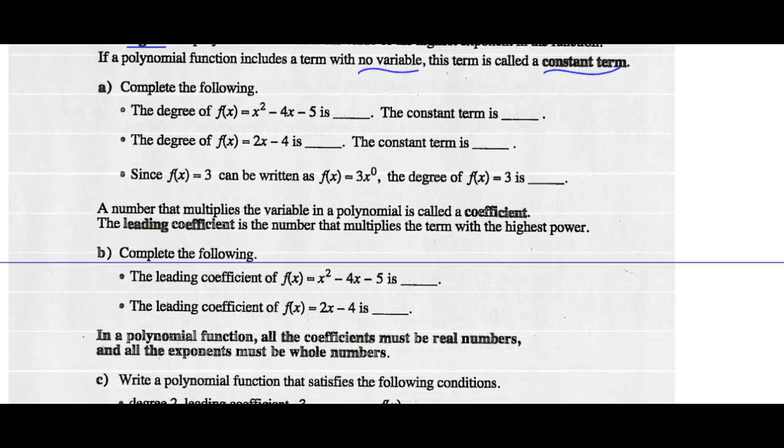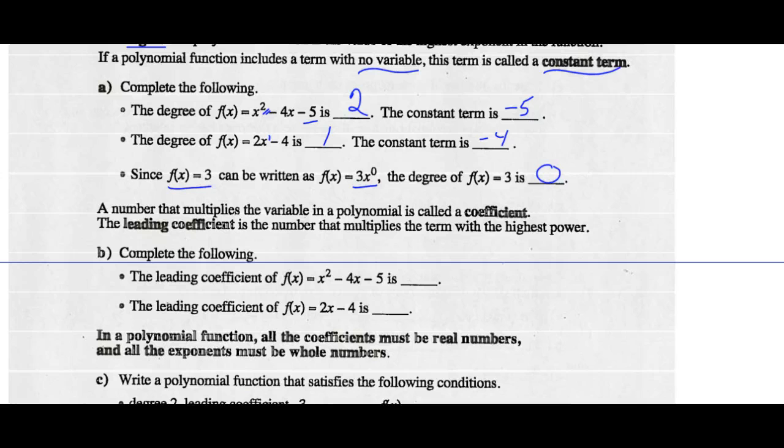We'll complete the following. The degree of f at x equals x squared minus 4x minus 5 is 2. Highest degree is 2. And the constant term is the one without a variable, minus 5. The degree of f at x equals 2x minus 4. Well, x has an exponent of 1, so the degree is 1. The constant term is negative 4. And since f at x equals 3 can be written as 3 times x to the exponent 0, we say the degree of this is 0.